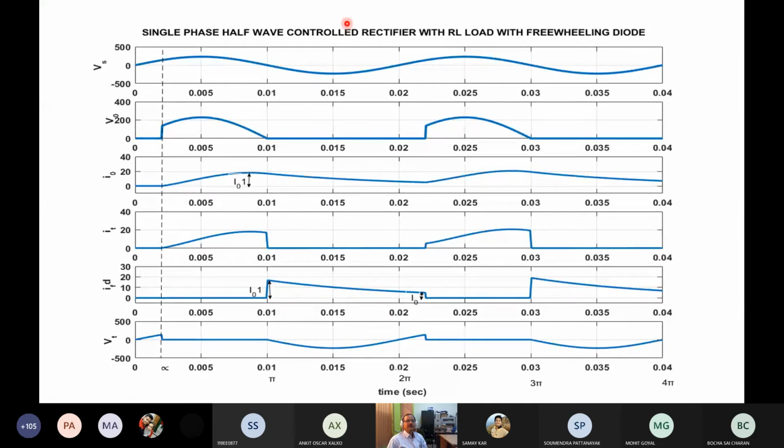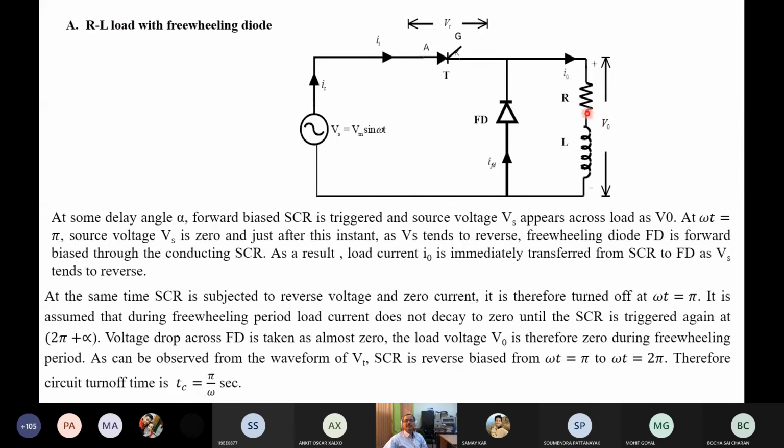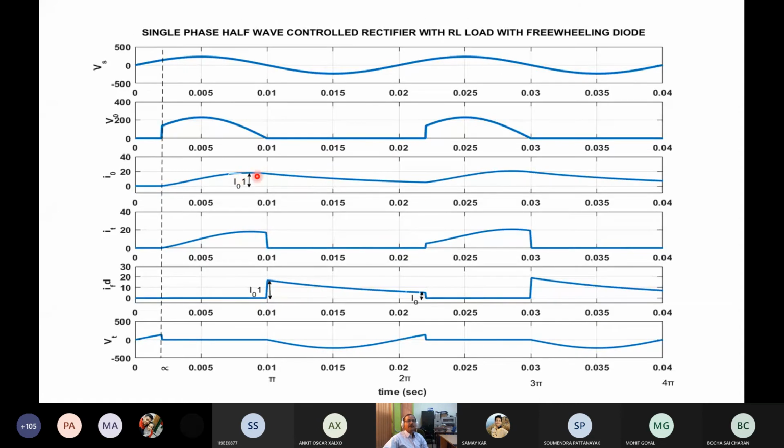This is the waveform. We'll assume that the load current is continuous. If this inductor is very, very large, as I told you, the time constant of the circuit L by R is very large, or you can say the amount of energy stored here is very large. So that will take a lot of time to dissipate. So load current remains almost continuous, like this.